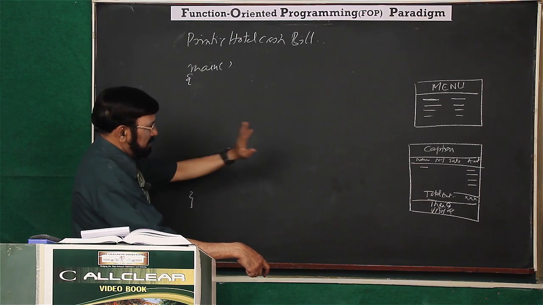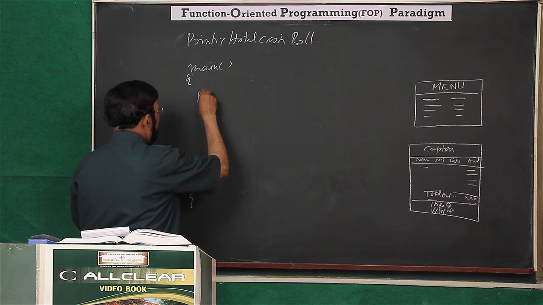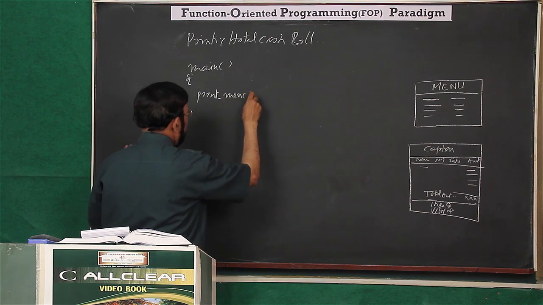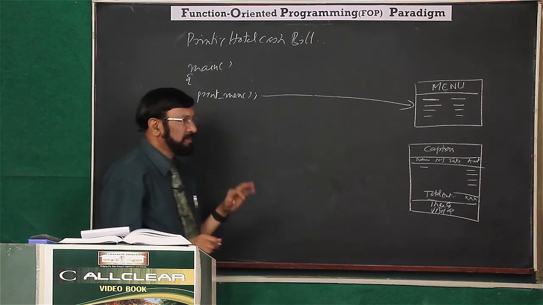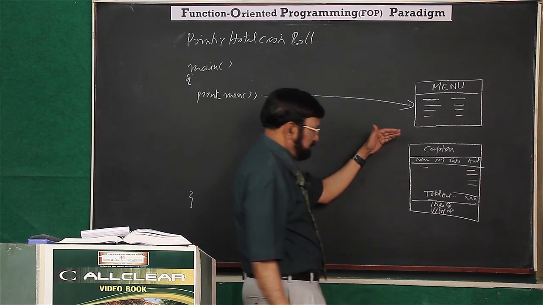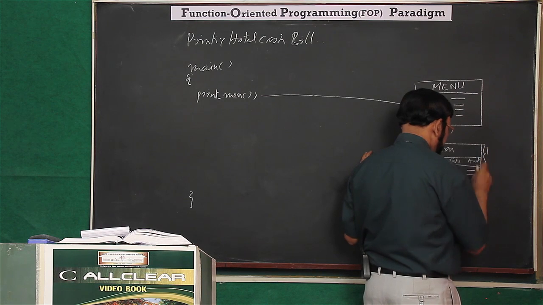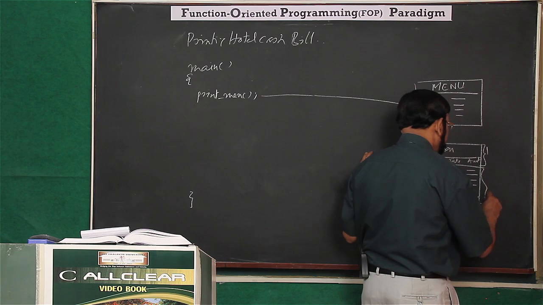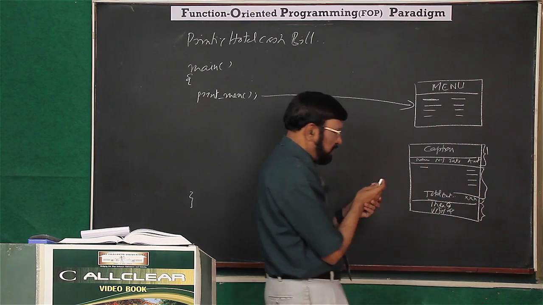Now, here you see which functions we have to appoint. First one, print menu. It prints the menu. Next, what are the subtasks? Here you see, this is the caption. This is the thank you. This is the body of the bill. This is the finding of the total. These are the subtasks involved in that.